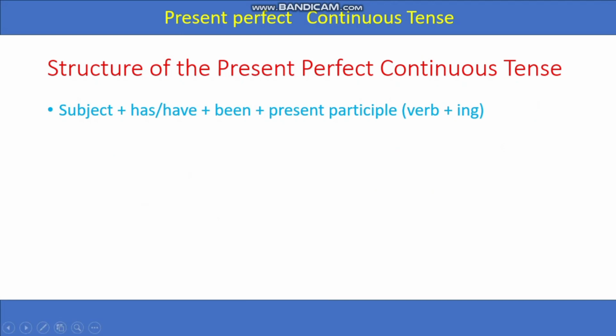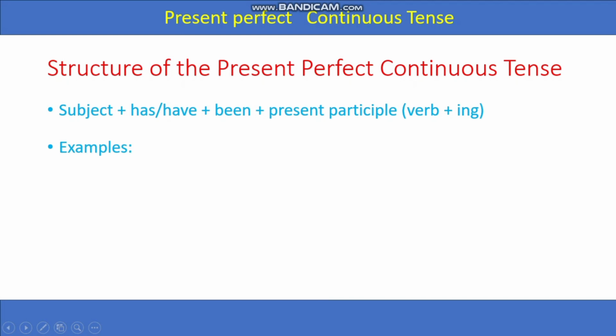The first thing, subject, means the doer of the action. After that, the helping verbs has and have plus been, have been or has been, plus the present participle, means verb plus ing. The verb in the sentence is the present participle. For example, I will make a sentence: he has been working in my company for 2 years. If I say this, it is a correct sentence of present perfect continuous tense.